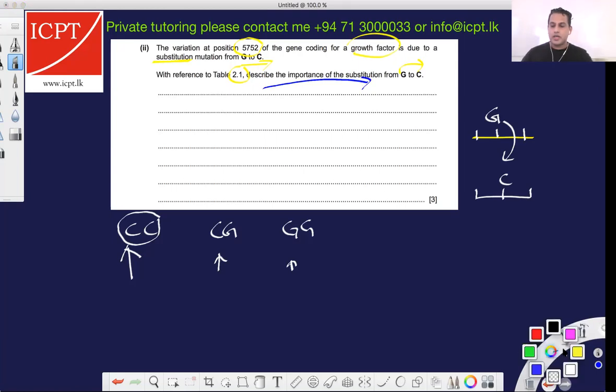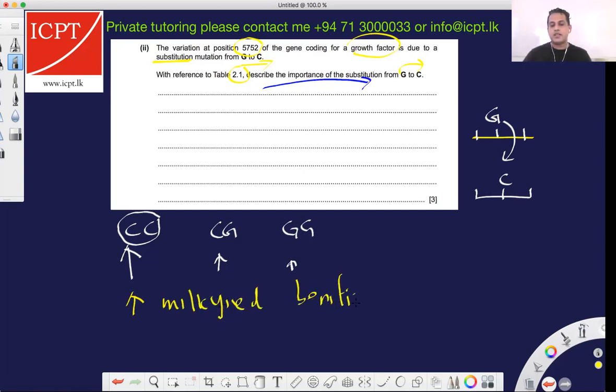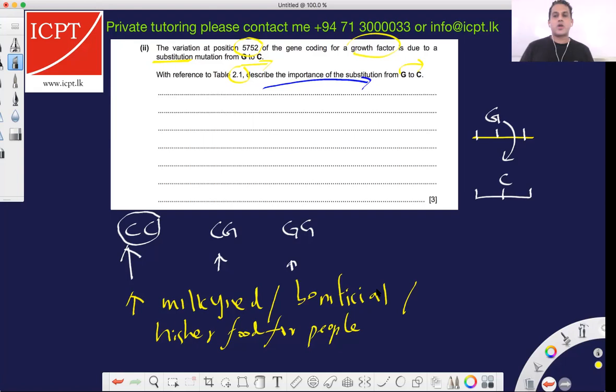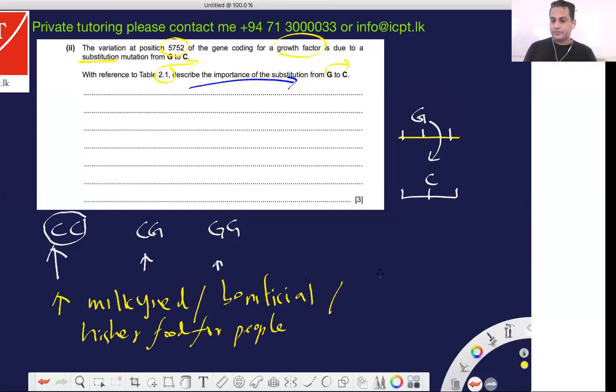So we can say this substitution increased milk yield. So that's a beneficial mutation. So this causes a higher amount of food for the people in this region in China where they raised these goats. So they had more food. So this mutation is a beneficial mutation, right? Okay, next part of the question.